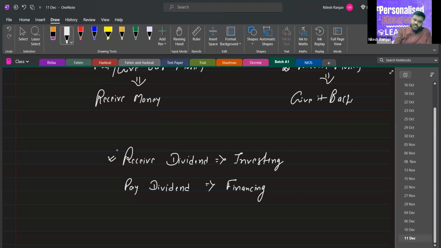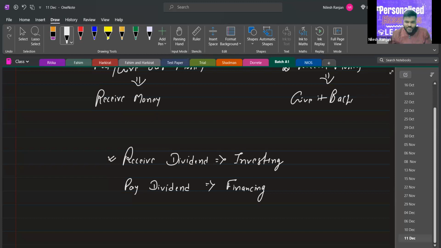Very good. So is it now clear to you what financing and investing activities are? If you have any confusion, please ask questions, because this is the most confusing part in the process. No, sir, I understood.